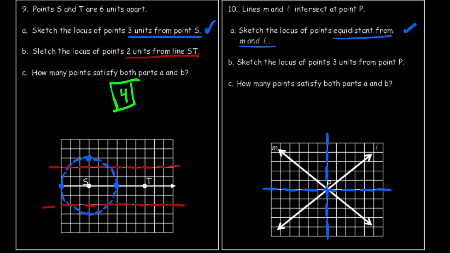Next, sketch the locus of points 3 units from point P. So from a point, that's going to be a circle. 3 to the right, up 3, left 3, down 3. Using a dashed line, create that circle. Okay, how many points satisfy both? Be careful here. I'm only concerned about the blue lines and the red circle. 1, 2, 3, 4. 4 would be the answer.